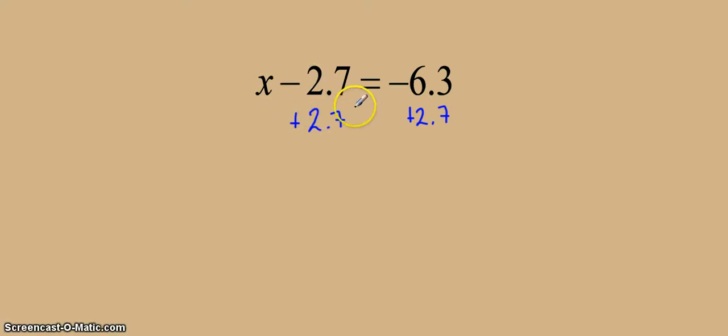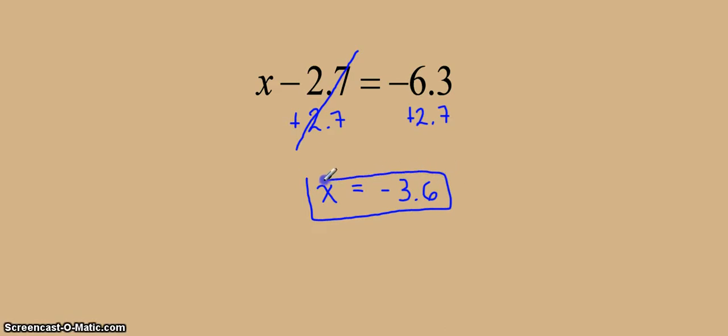So negative 2 7/10 plus 2 7/10 makes 0. And then we're left with x equals, the answer to negative 6 3/10 plus 2 7/10 is negative 3 6/10. So the value of x is negative 3 6/10.